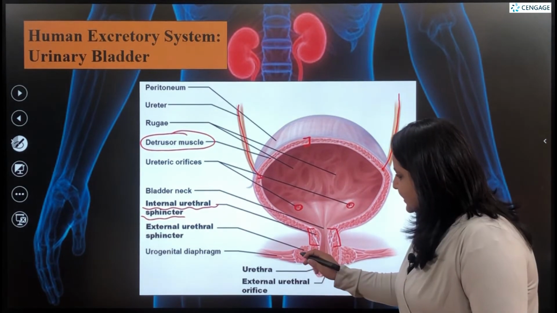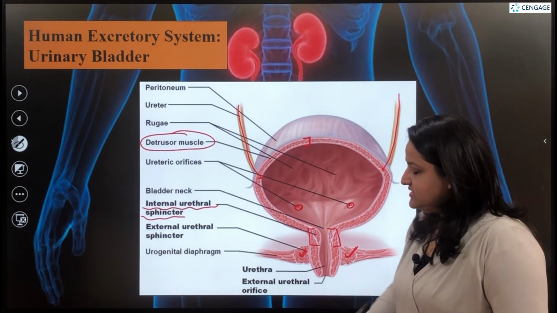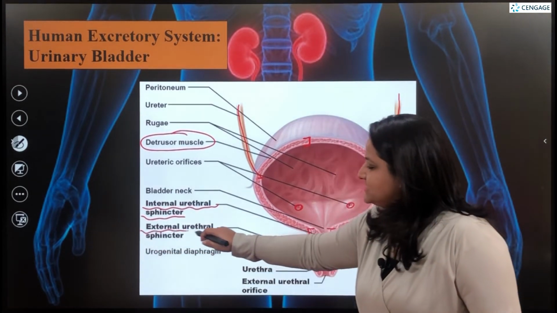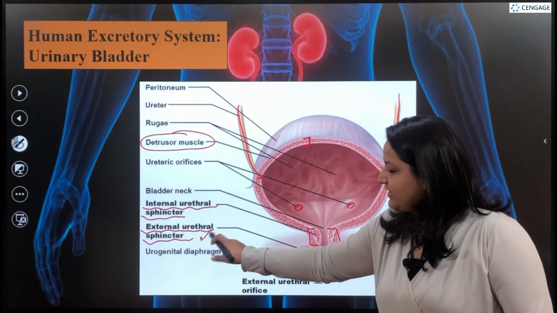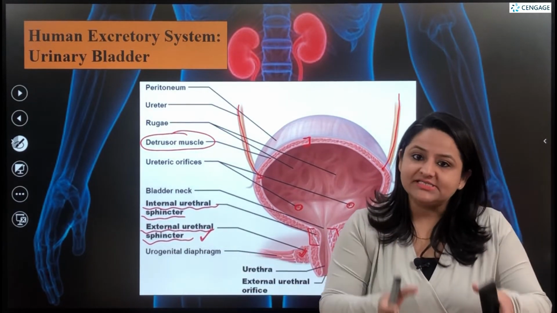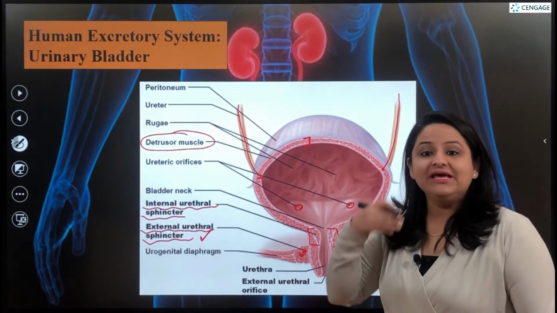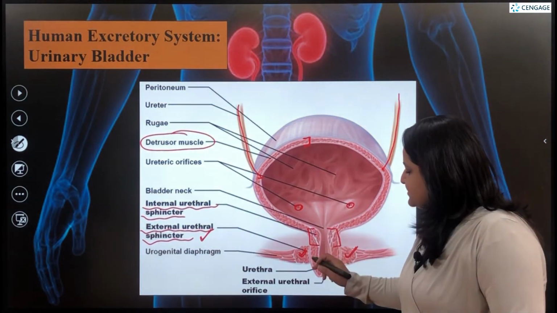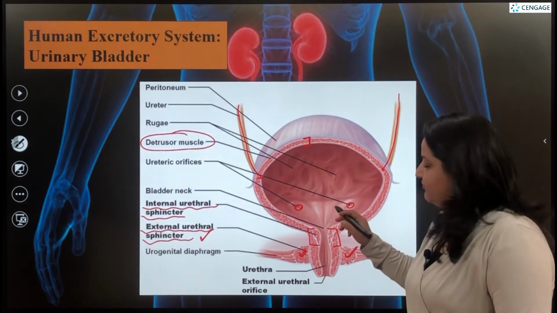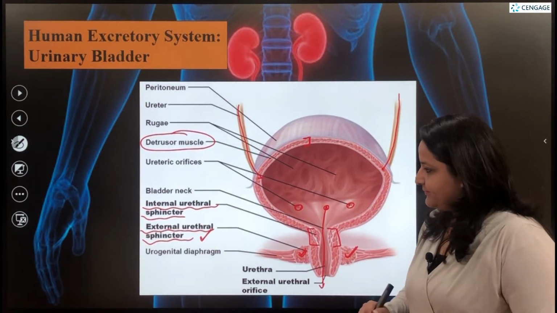Whereas there is another set of modified skeletal muscles, and these are known as the external urethral sphincter. This is under the control of the body's will. Why? Because they are made up of skeletal muscles. And this is under the influence of the cerebral reflex of the body. So both of these sphincters check the flow of urine out from the urinary bladder.